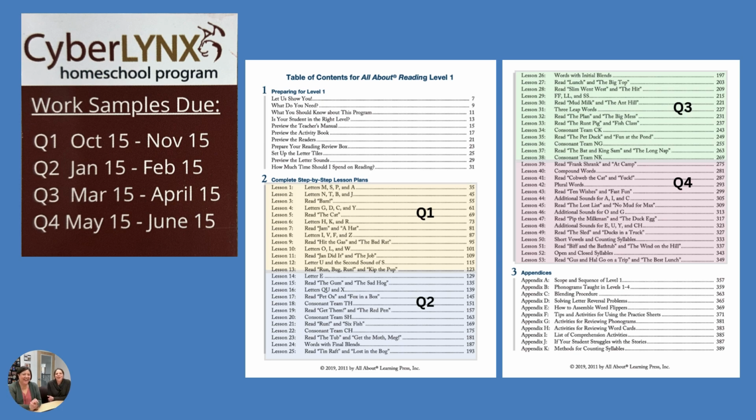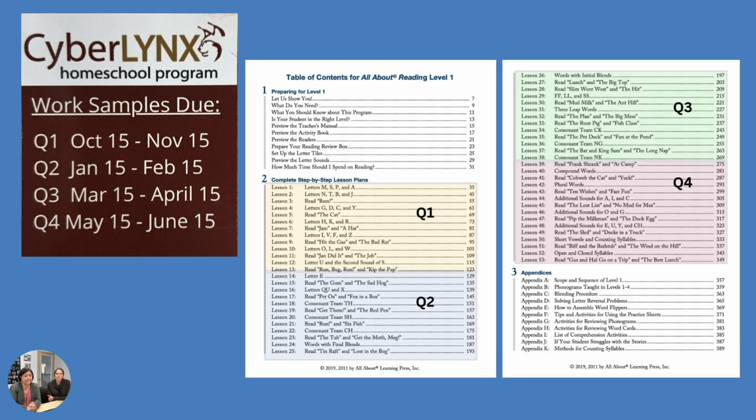So we don't have any hard and fast dates for our work sample due dates. Instead, we do a window. Quarter 1 is due between October 15th and November 15th. I always remember Halloween. Quarter 2 is January 15th to February 15th, so around the new year. Quarter 3 is spring break time of year, March 15th to April 15th. And quarter 4 is when the weather's getting good, May 15th to June 15th.